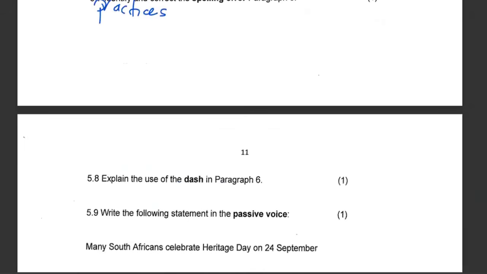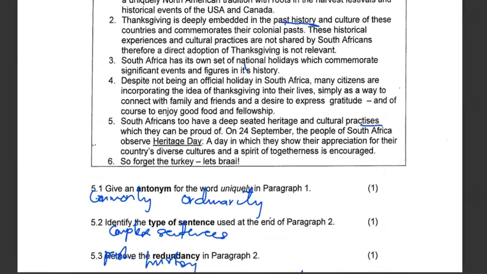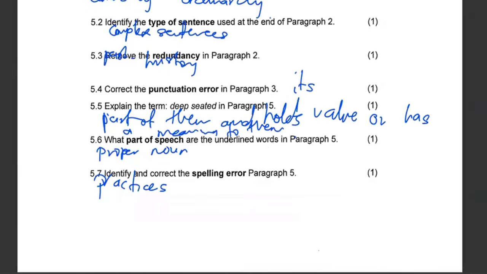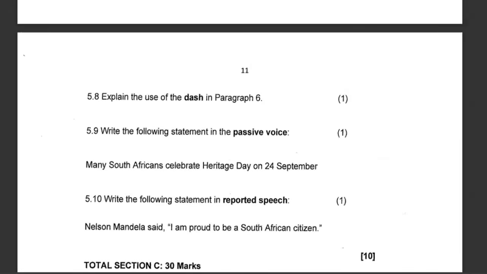Explain the use of the dash in paragraph 6. Let's look at it again to be sure. In paragraph 6, they said, so forget the turkey, let's braai. Forget the turkey, and then they moved on to the braai. So which means it's separated. It was separation this time. It wasn't additional information. Yeah, it's separated the statement.